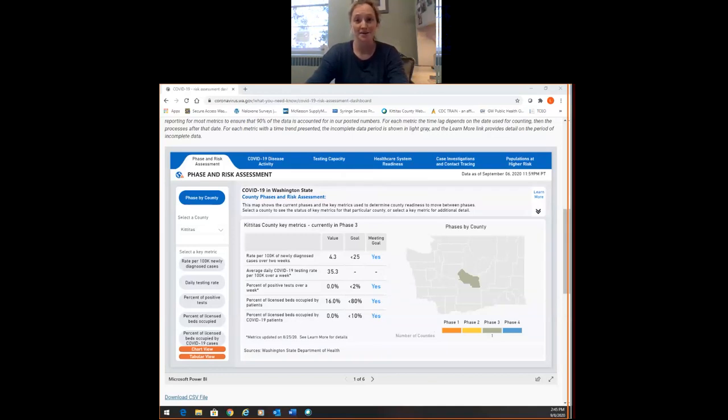I'm going to briefly talk about data and go over some of the metrics that we use to monitor COVID-19 activity here in Kittitas County. Before I get started, I just want to remind everyone that it's important to make sure that you're getting your data from a reliable source and that you're checking the time and date your data was published or updated, and that it's really important to interpret the data correctly.